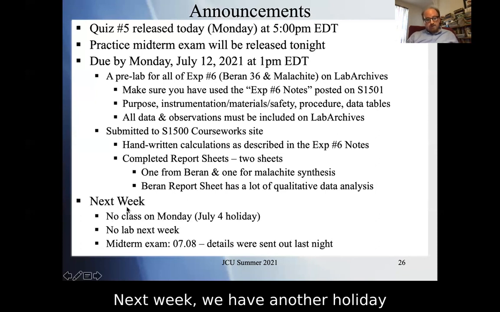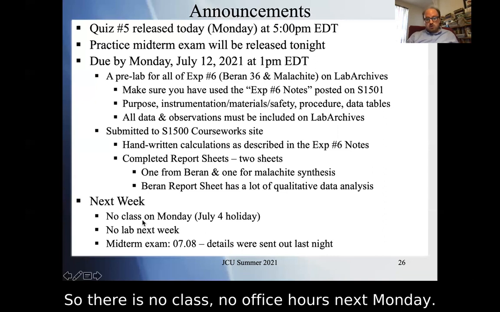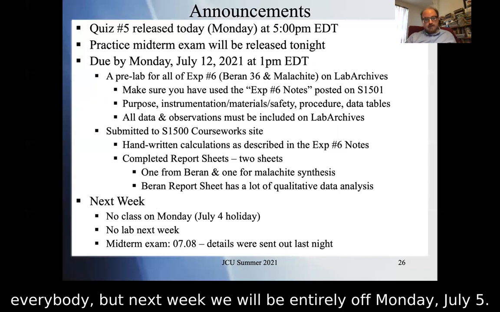Now, next week, we have another holiday on July 5. That's in observance of July 4th. So there is no class, no office hours next Monday. I will send out an announcement later in the week reminding everybody. But next week, we will be entirely off Monday, July 5.